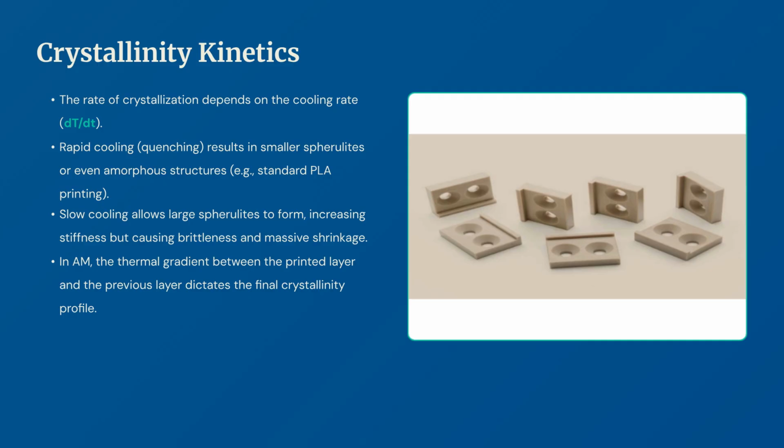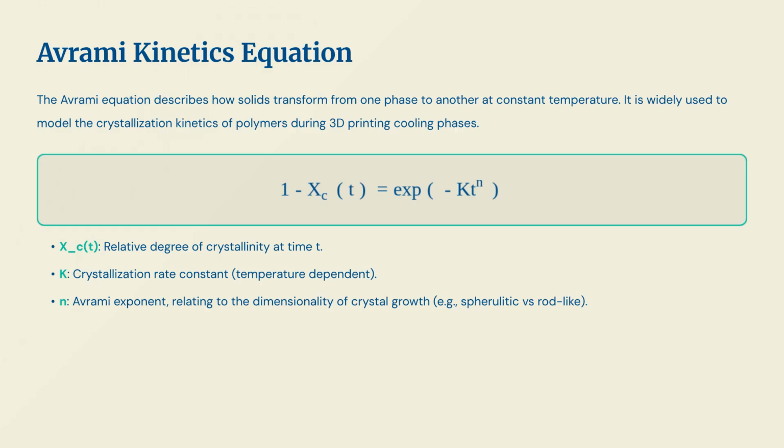thermal management. Crystallinity kinetics are largely driven by the cooling rate. Rapid quenching can create smaller spherulites or even amorphous structures, while slower cooling increases stiffness at the cost of higher shrinkage. The Avrami equation is used to model these crystallization kinetics. It factors in relative crystallinity, the temperature-dependent rate constant, and the Avrami exponent, which relates to crystal growth dimensionality.